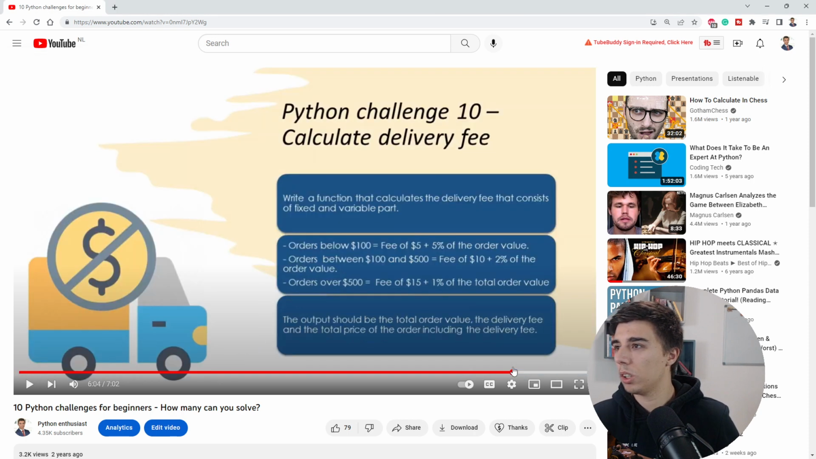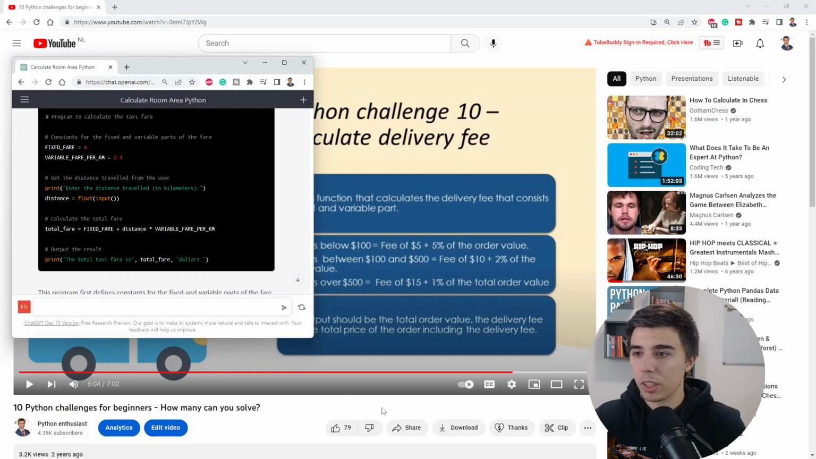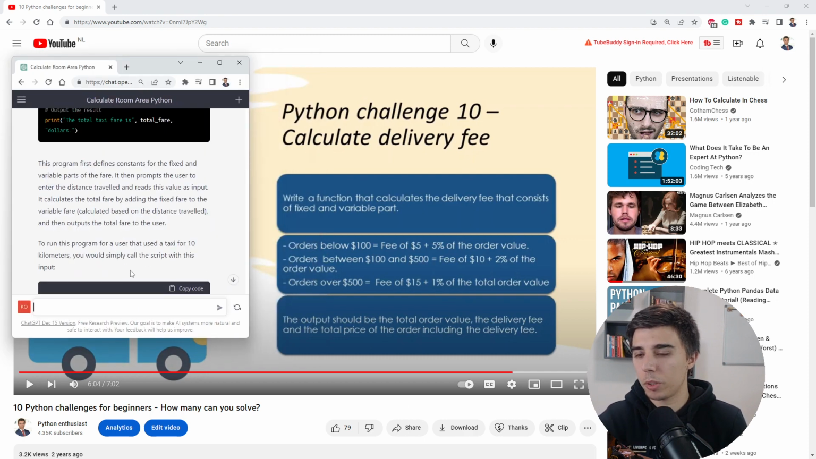But we have one more, calculate delivery fee. So write a function that calculates the delivery fee that consists of a fixed and variable part. Okay, this is a bit more complex. Orders below 100 have a fee of $5 plus 5% of the order value. Orders between 100 and 500. Okay, this should be a bit more complex, but let's see. Maybe we'll be completely surprised.